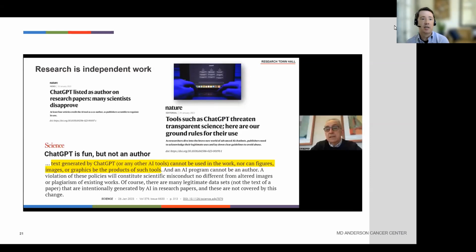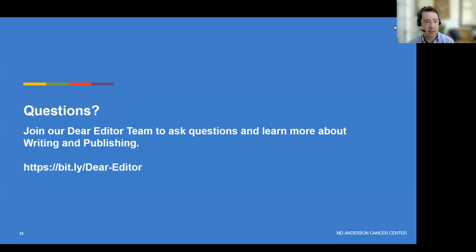But in the meantime, his advice is to avoid using it for writing scientific research papers, but to go ahead and play around with it, just do what I did, just see what its capabilities are and how it might fit into your workflow or research. So that's about it. Of course, we're happy to answer any questions you have.